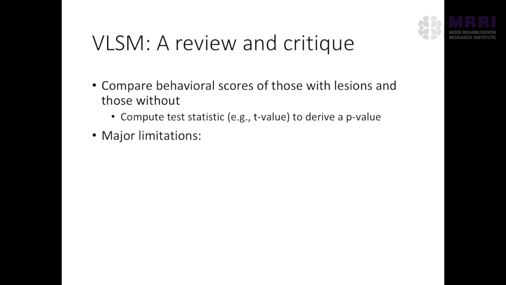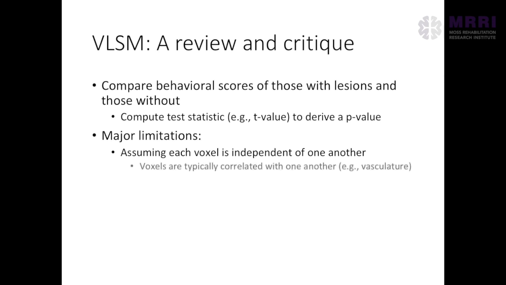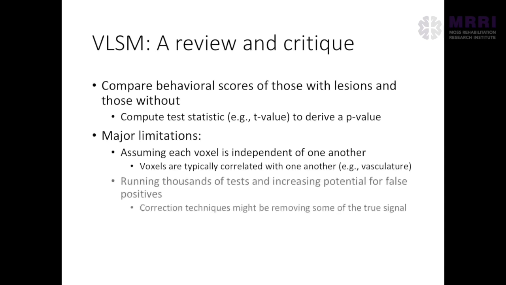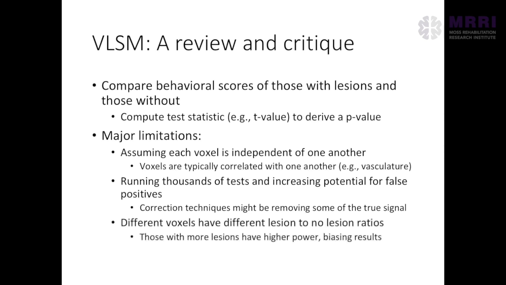However, there have been some major limitations to this approach that have been discussed in the field for the last couple of years. For example, you're assuming each voxel is independent of one another because you're running a t-test at the voxel level. However, we know, for example through the vasculature, that lesions are non-randomly distributed, so that's not a safe assumption to make. You're also running thousands of tests and increasing the potential for false positives. As we talked about last time, there are some ways that you can correct this, but by doing so you might be removing some of the true signal because these correction techniques are pretty conservative.